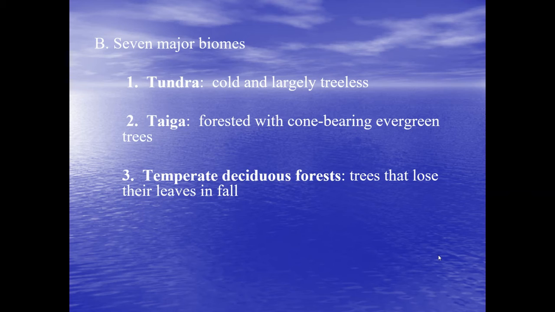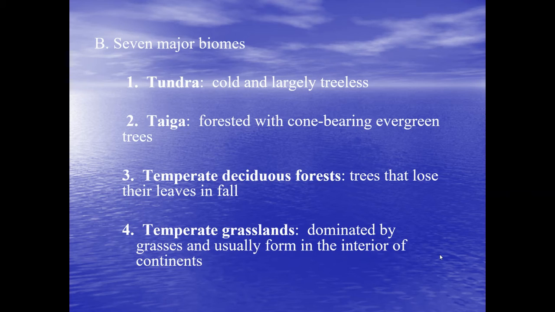Moving further down, now this gets into Wisconsin. This is the temperate deciduous forest. Deciduous trees are trees that lose their leaves in fall. So maple trees, oak trees, your typical forest animals would be in a deciduous forest. Temperate grasslands are dominated by grasses, as the name would say. They're usually found in the interior of continents. So think of prairies or the Great Plains of the United States. States like Oklahoma, Kansas, Nebraska would all have been grasslands before it was settled and turned into farmland.